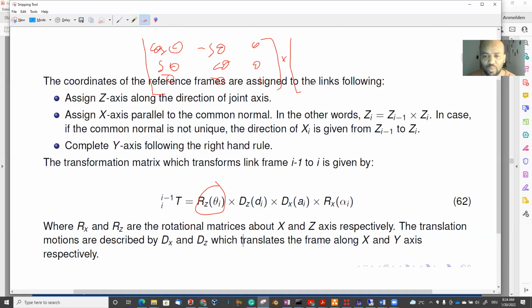Translation not only this one, we have to make a 3 by 3. 1, then here you have 0, here you have 0, here you have 0, here you have 0, here you have 0, here you have 0. This is the translation matrix, which is along Z, but still actually I could use a vector, no problem.